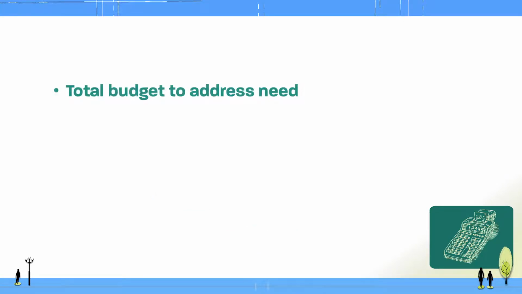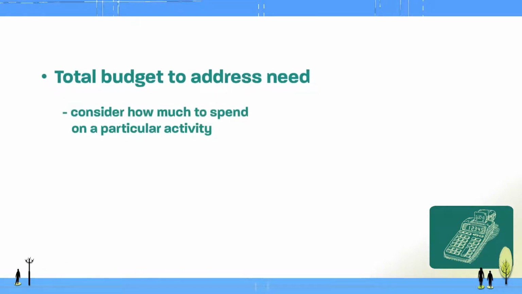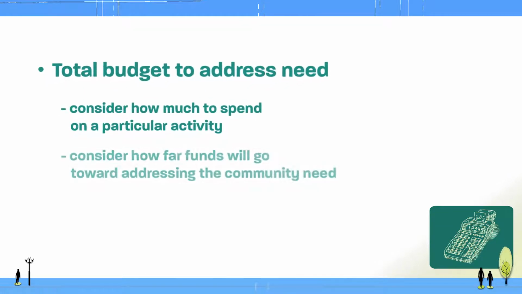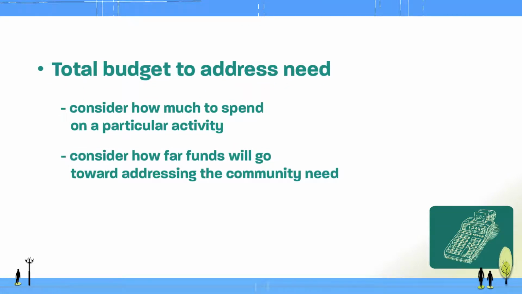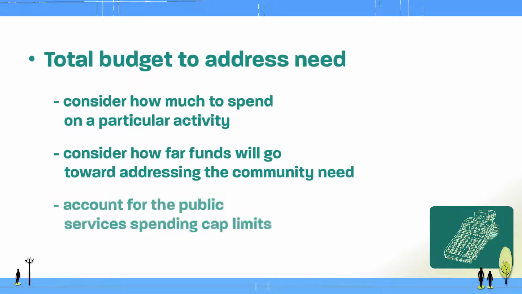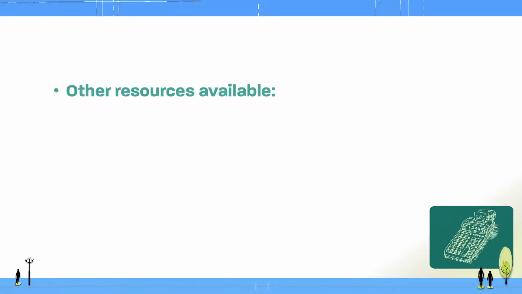Total budget to address need. Like other CDBG-funded activities, with public services there is the question of how much to spend on a particular activity and how far those funds will go toward addressing community need. This is usually a tough question to answer, and most communities never have enough funds. Unlike other activities, the public service spending cap limits what grantees can spend on public services, which helps put parameters on spending.